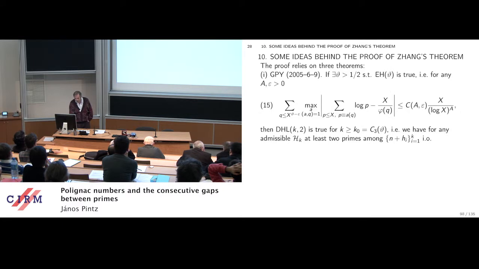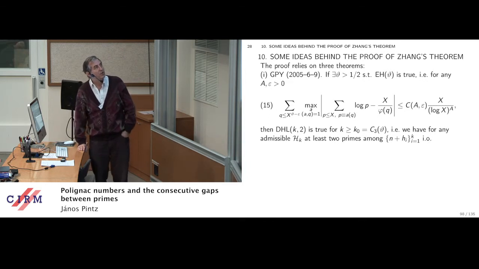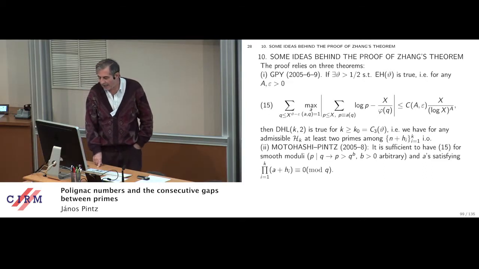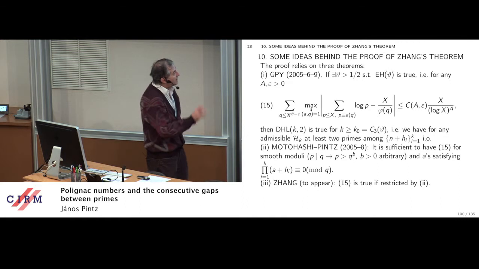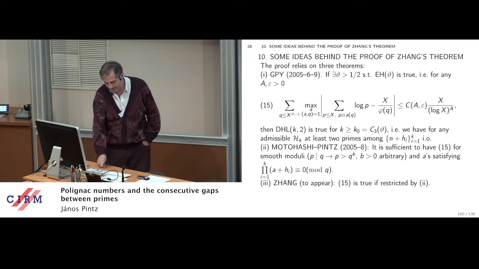So that's true. Now I would like to talk just quickly about some ideas behind the proof of Zhang's theorem. The proof relies, as I said, on an improvement of the Bombieri-Vinogradov theorem. This was the original theorem that we proved with Goldston and Yildirim, and then with Motohashi we showed that it is enough to consider it for smooth moduli, and Zhang could show that this is true for smooth moduli if the residue classes are restricted as well.